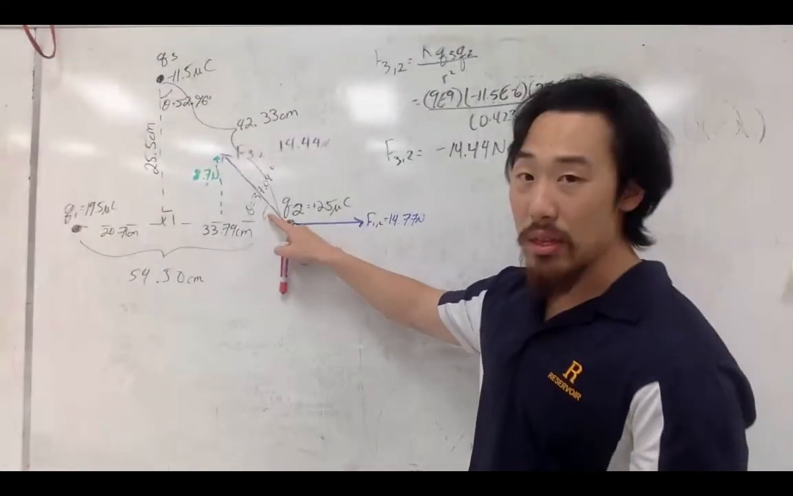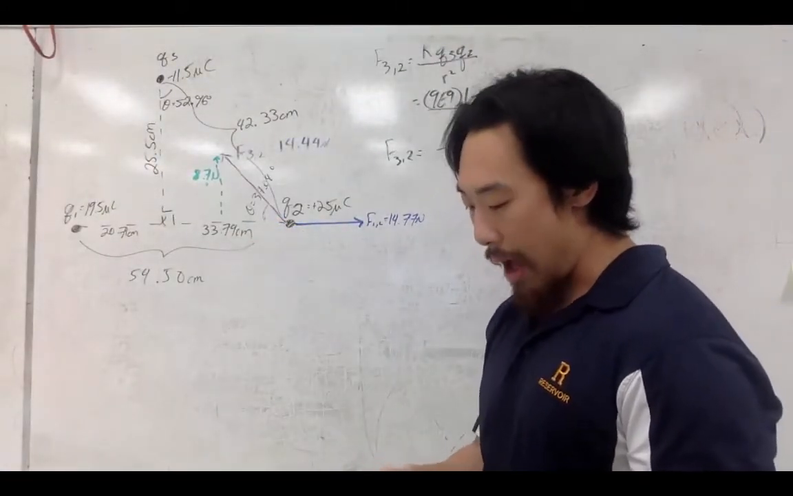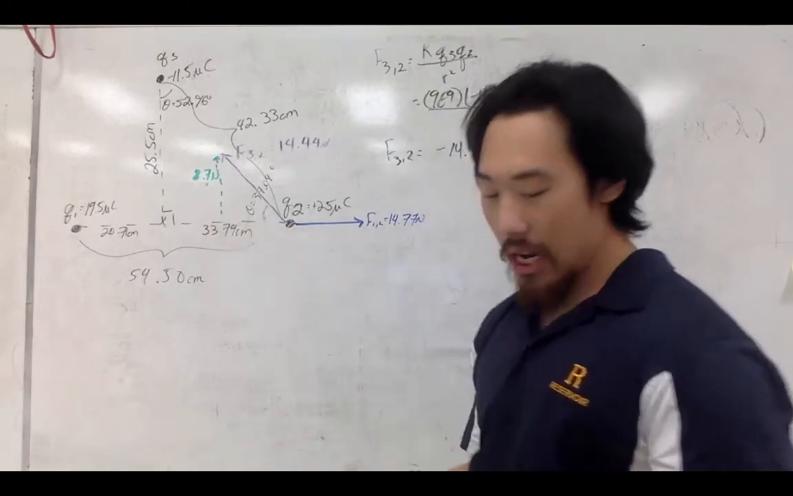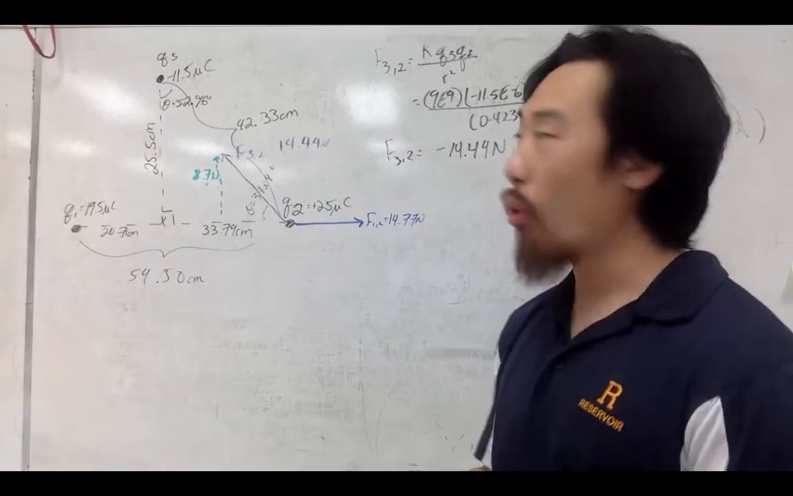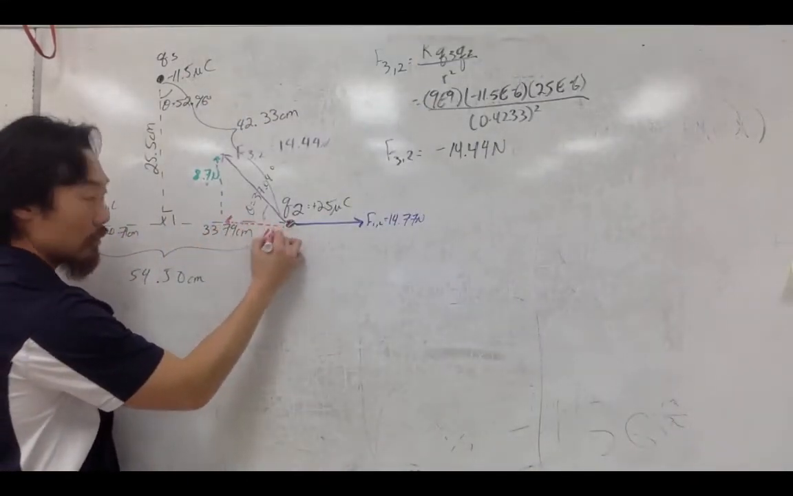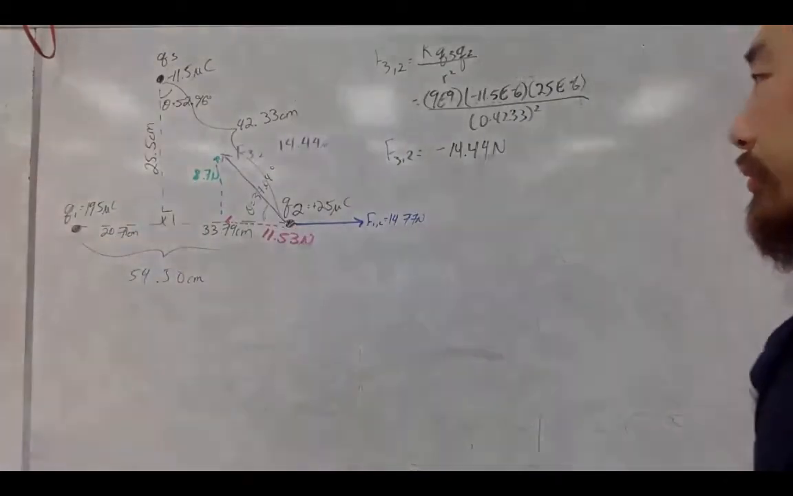Next up, we need the x component of that purple force. So I know that this is the angle, and this is the side, and it's adjacent to that angle. So I will use my cosine function to find that this x component is 11.53 newtons. Wow, so pretty, so colorful.